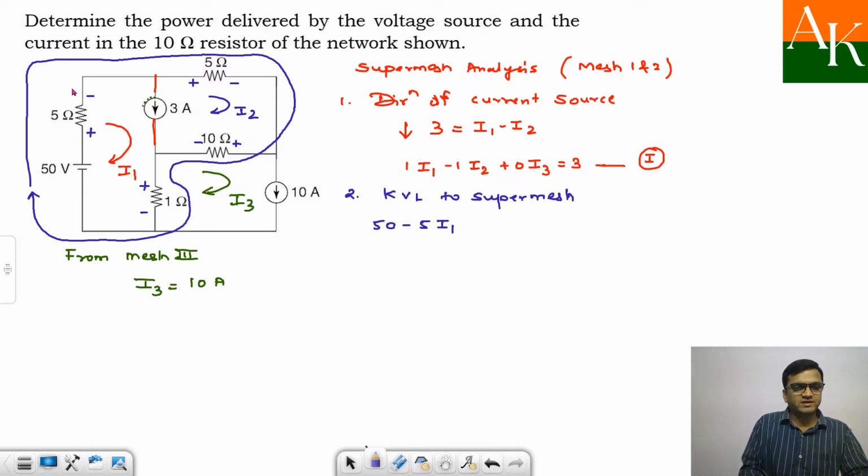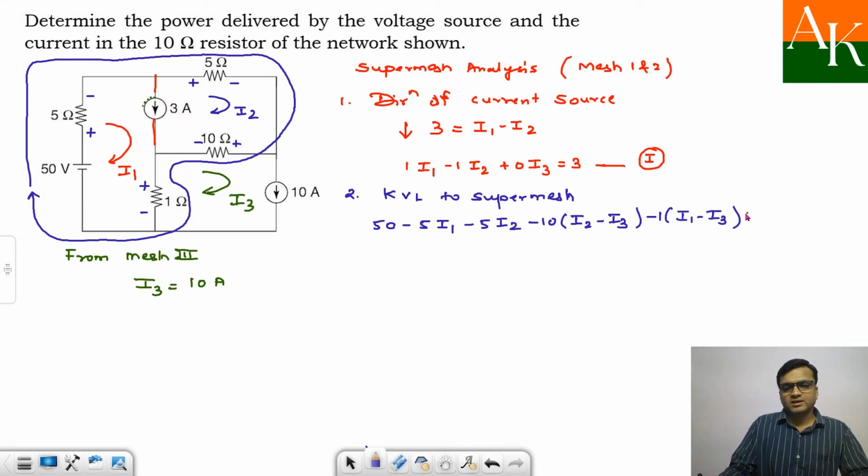Minus 5 times I1. Go ahead. Minus 5 times I2. Go ahead. Minus 10 times (I2 minus I3); we are moving towards left through the 10 ohm, so it is I2 minus I3. Minus 1 times (I1 minus I3). And then you have completed this path. So this is equal to 0.